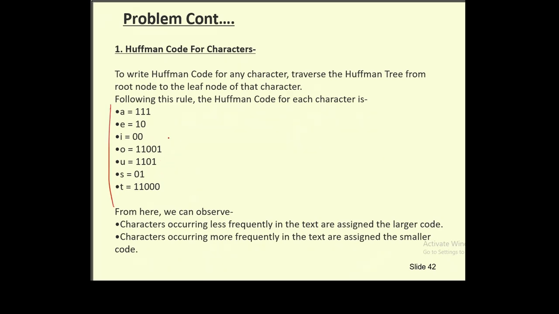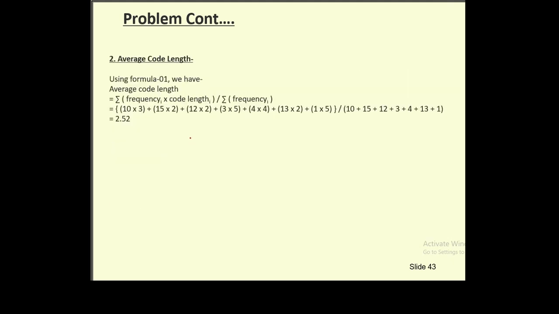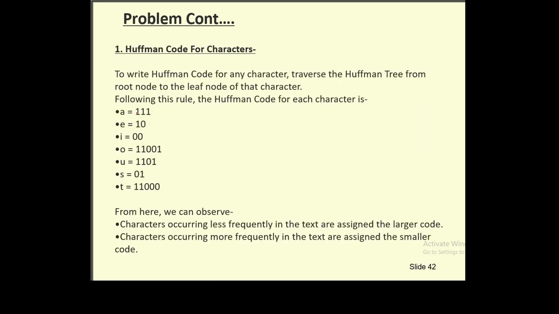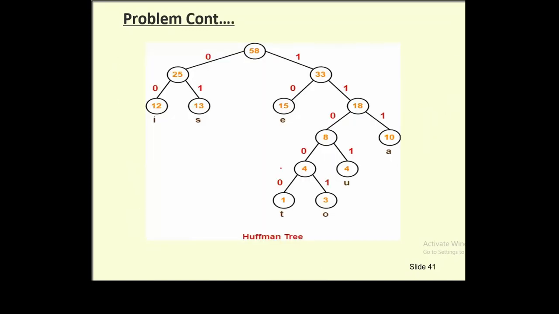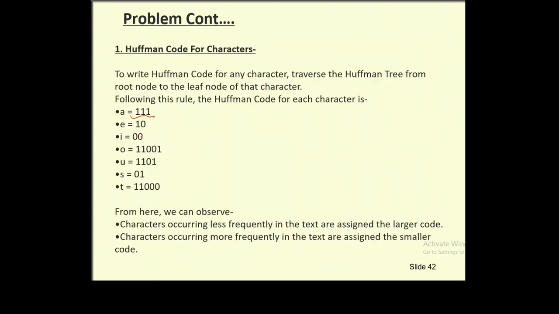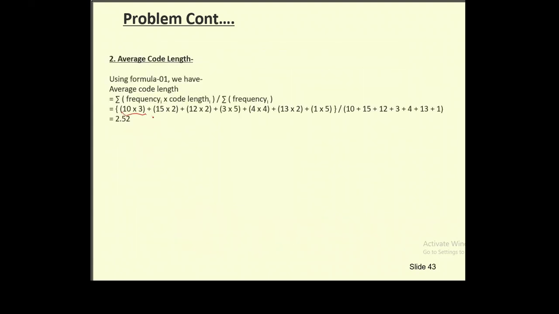So we have calculated the code for each character. Now we need to find out the average code length. So the formula is summation of frequency of i multiplied by code length of i, divided by total frequency. So suppose for A frequency 10, E frequency 15. So our bit length is 3 and 2. So 10 into 3, 15 into 2. So this one is the frequency of A and it is the code length, and so on. So in this way, we can calculate the average code length, that is 2.52.